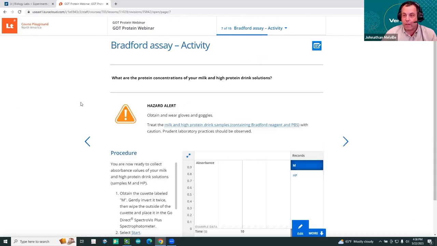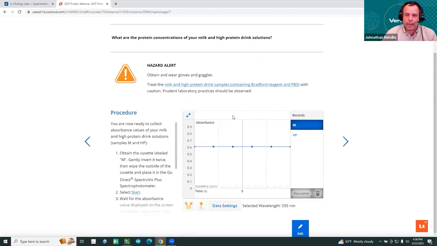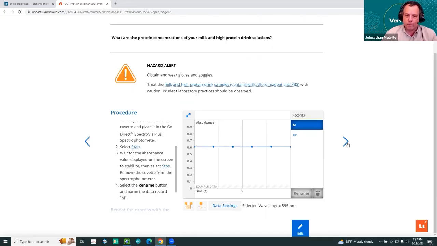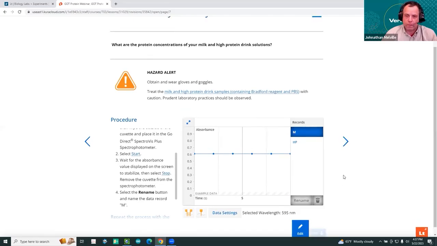All right, and then the next thing that you do is you can take a look at the milk and high protein. Shouldn't be surprised, the high protein is higher than the milk concentration. So you can record live data or look at the sample data as well there.